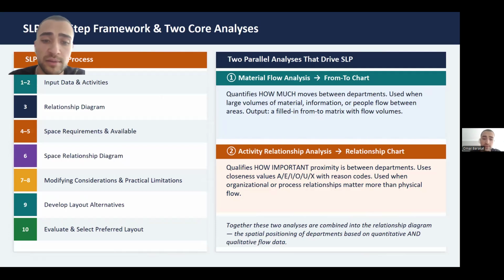Muther's systematic layout planning is built around a 10-step process, but its foundation is an activity relationship chart, the closeness ratings between departments we covered in week 10. Two parallel analyses drive the entire SLP process. First, material flow analysis using the from-to chart. This quantifies how much moves between departments. Second, activity relationship analysis using the relationship chart. This qualifies how important proximity is. These two analyses combine to produce the relationship diagram, a spatial positioning of departments that reflects both quantitative flow and qualitative relationships simultaneously.